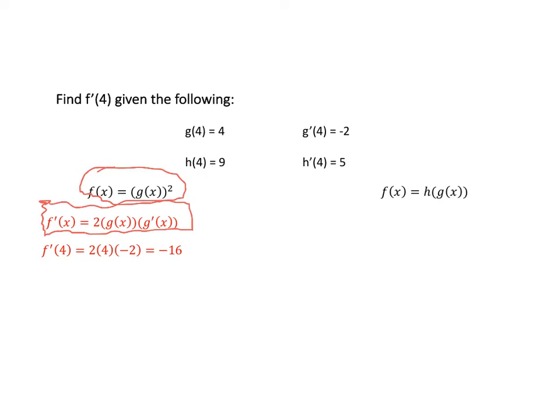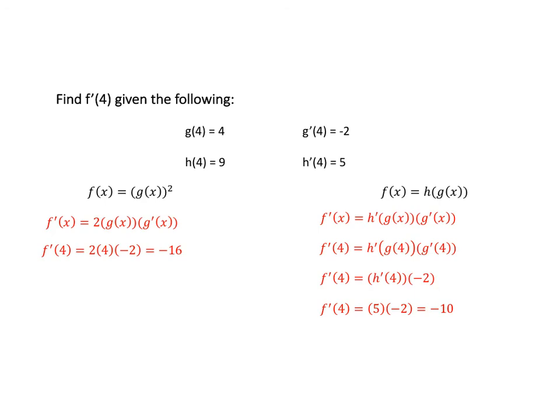Now we're going to plug in, because we want to know f prime of 4. So every place I see an x, I'm going to plug in a 4. All right, so what's g of 4? G of 4 is up here. G of 4 is simply equal to 4. So there's your 4 right there. Your 2's out front. What's g prime of 4? G prime of 4 is equal to minus 2. There's your minus 2 right there. So I got 2 times 4 times minus 2. I come out with an answer of minus 16.